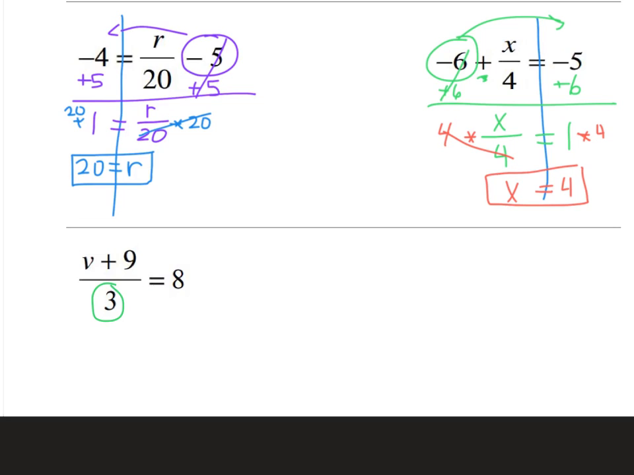And that 3, you're dividing by 3. So if you're dividing by 3, inverse is multiplying by 3 and multiplying by 3 here. Okay, what is still on the left side, we bring that down. So v plus 9 equals 24. And from here, get rid of that plus 9, subtract 9 here, subtract 9 here, and you will find out that your answer to this problem is v equals 15.